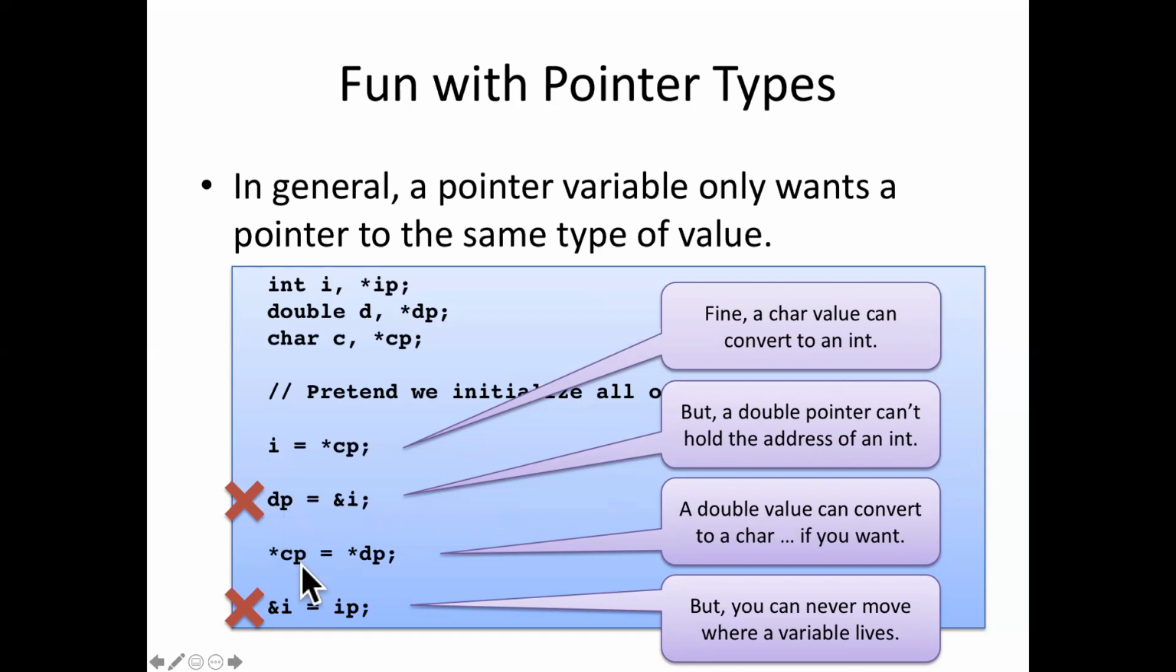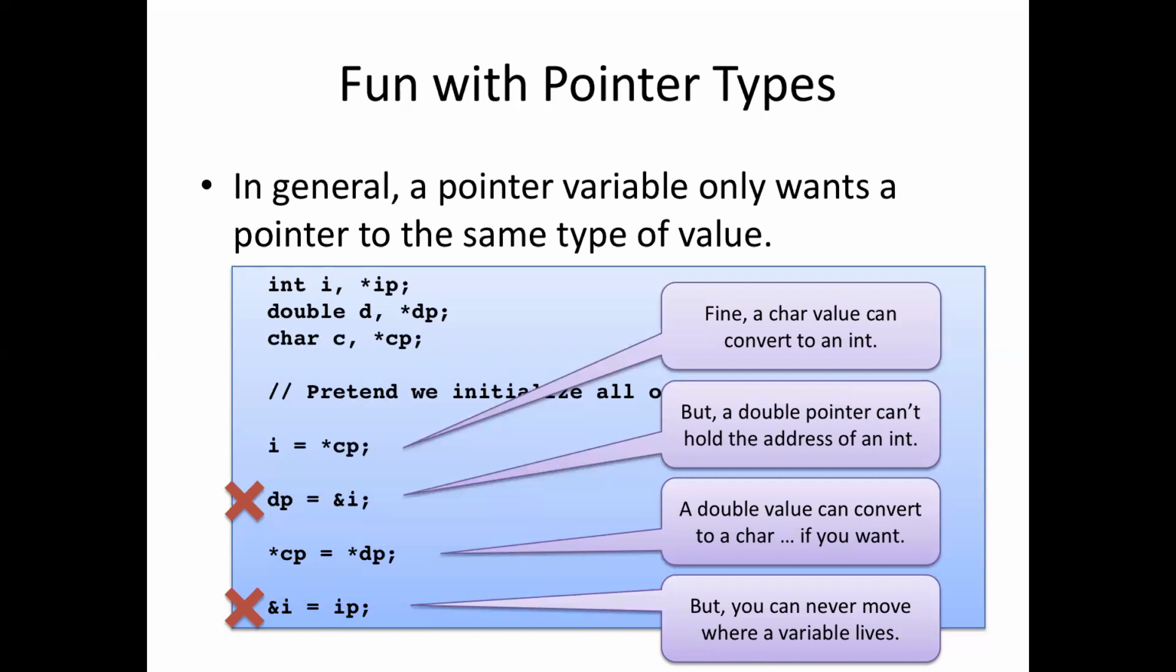This next one works just fine. If you take a double pointer and you go get the double it points to, that's what the star does, and you try to assign that to the char that this char pointer points to, again, you're converting a double to a char, and the compiler's happy to do that.